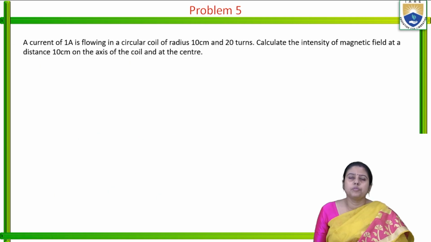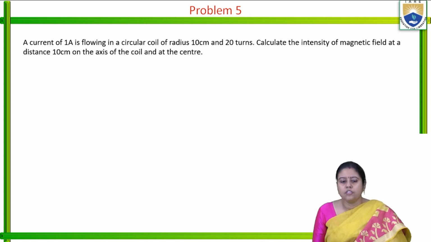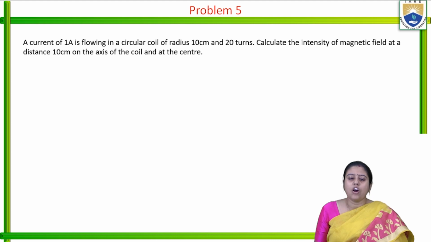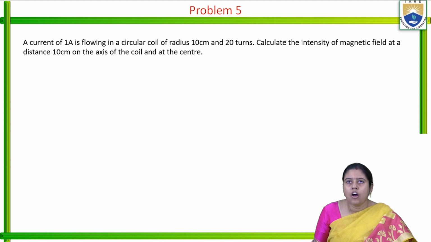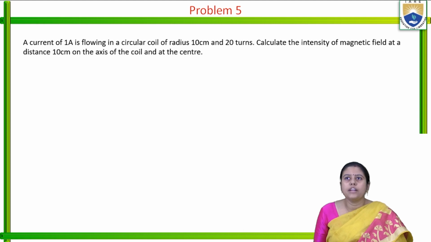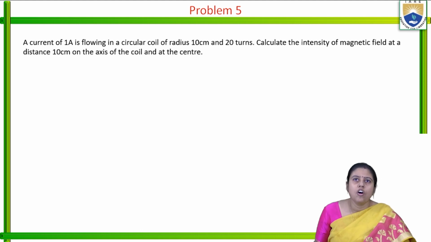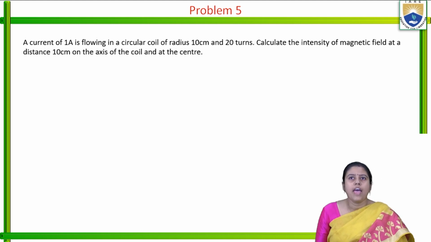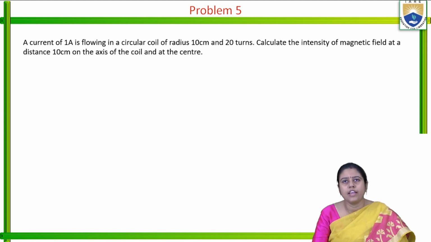Now we will move to problem number 5. A current of 1 ampere is flowing in a circular coil of radius 10 centimeter and 20 turns. Calculate the intensity of the magnetic field at a distance of 10 centimeter on the axis of the coil and at the center. So this is our problem number 5.